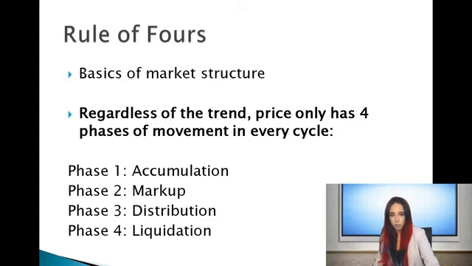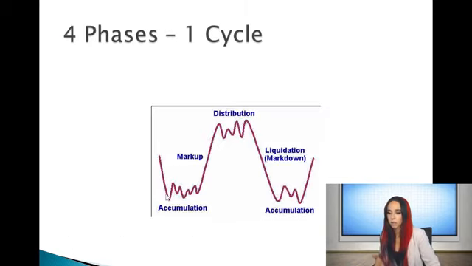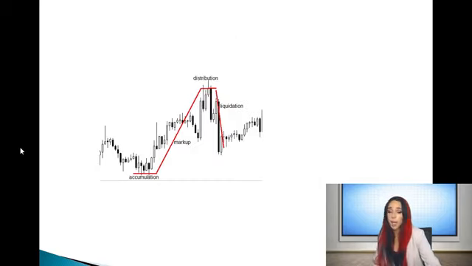So there's phase 1, referred to as accumulation. There's phase 2, also known as the markup. Phase 3 is called distribution, and phase 4 is called liquidation. So if I take any chart at all, these 4 phases will always be present. Now you will notice that accumulation and distribution look very much like a sideways movement. And for our trading purposes, what is a sideways movement? It's a consolidation.